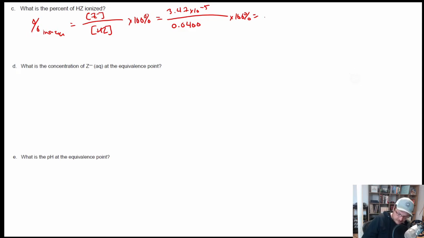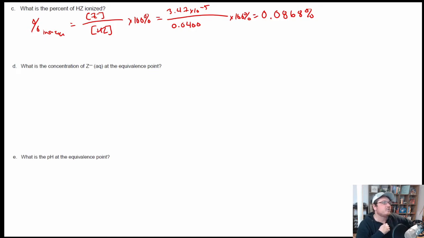So that comes out to being 0.087 or 0.0867%, which is what I have right here. And so that's what the percent ionized HZ is that you have initially. It's less than a percent, so a very, very small amount of it.